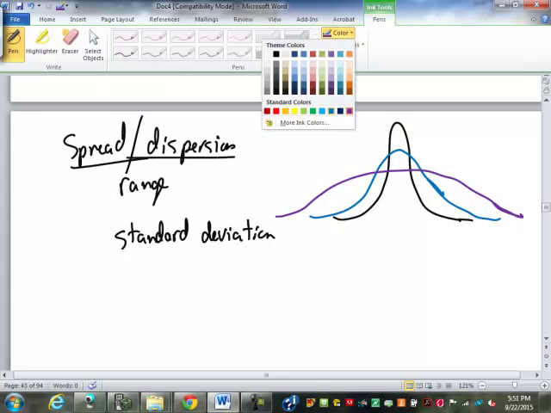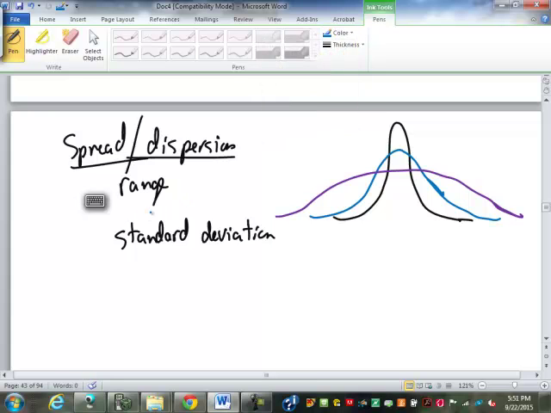The range we said was not nearly as reliable because we could have sets with the same range with very, very different spreads. But the standard deviation was very, very good at determining between the spreads of different sets of data. Remember, the standard deviation is basically telling us what is the average distance of each point of data from the mean.